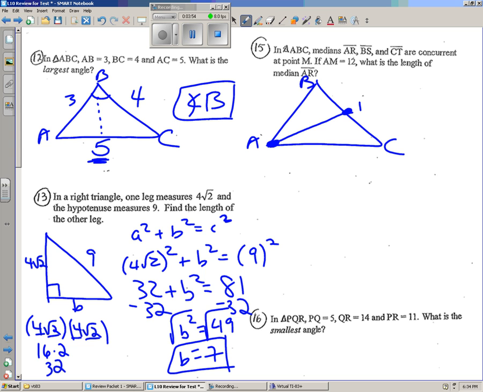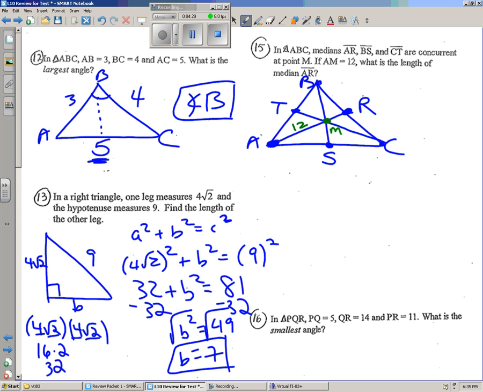So A connects to R on the opposite side of the triangle. B connects to S, and S is the midpoint of AC. And then C connects to T, and notice, if you do this nice and neatly, you get a concurrence, meaning 3 lines that intersect. If you check your notes, we did the word concurrent when we did this. And they're concurrent at point M, which is the centroid. So if AM is 12, what is the length of AR?